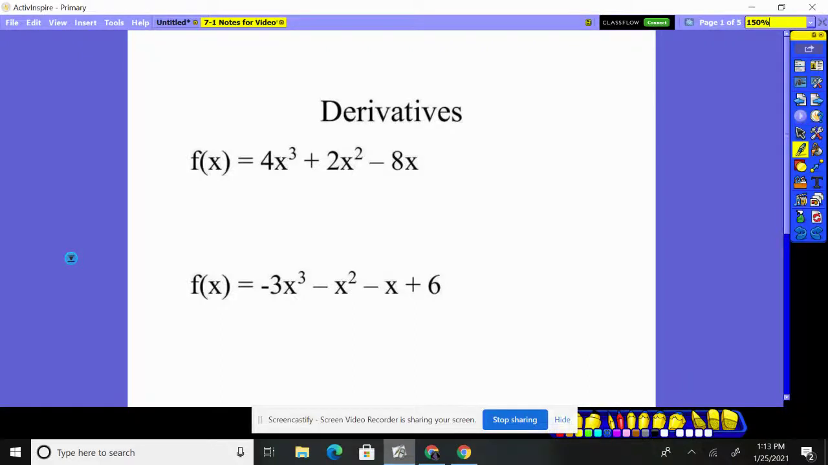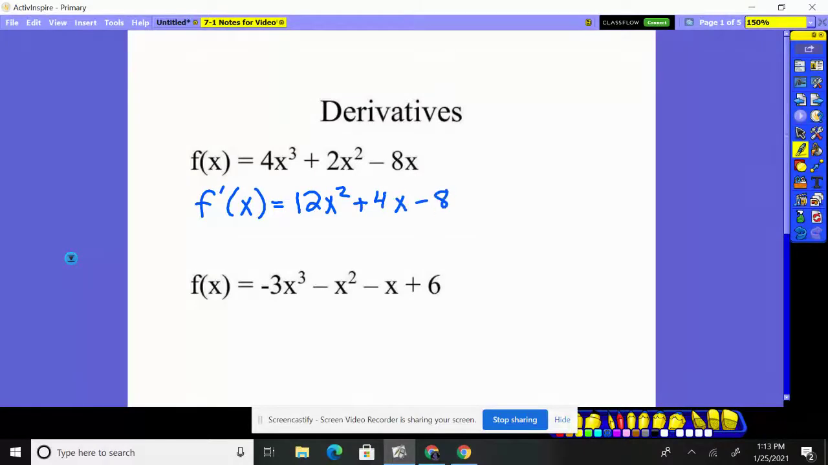All right, what we want to talk about today is the idea of a derivative. Now, this is a huge idea of calculus. It's the main idea of calculus. But let's just look at how we calculate them, and then we'll see what they do. So, for this first one, the derivative, we would write f and put a little tick mark that says the first derivative. It's equal to 12x squared plus 4x minus 8.